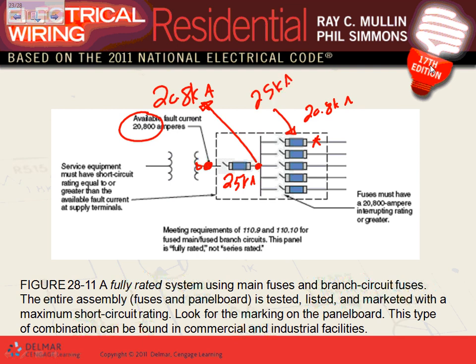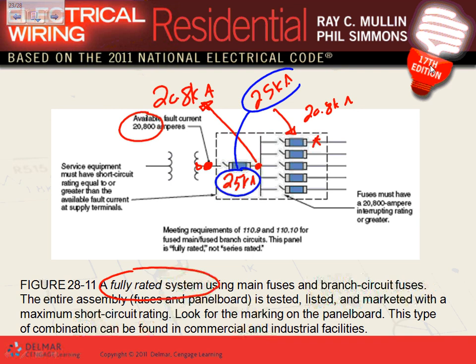This, my friends, is called a fully rated system. Fully rated system. So the main and every circuit breaker or fuse in the same panel will be rated for the same short circuit. For example, you can see the main is rated for 25, as well as the subs. All the subs are rated for 25. That's a fully rated system.